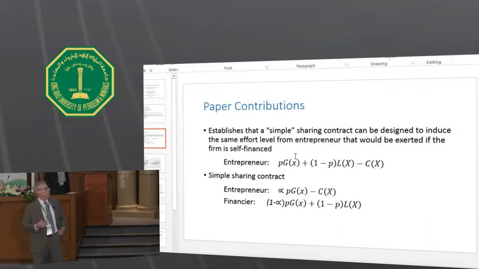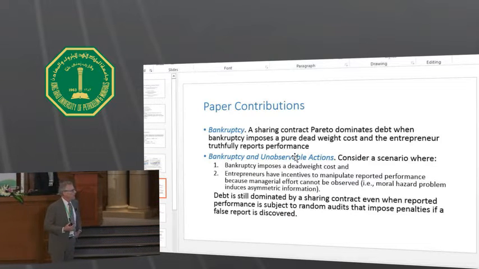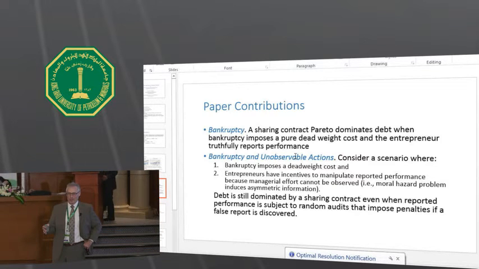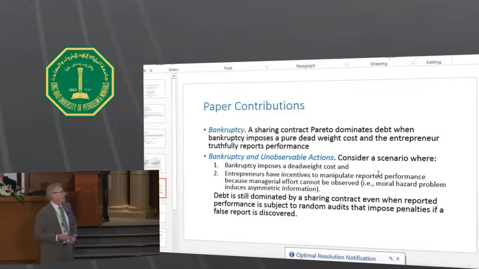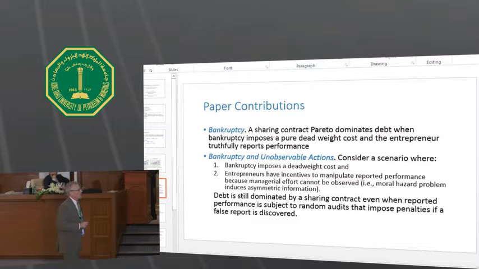So now, where does the paper go next? Basically, the paper introduces bankruptcy, as we talked about. I guess it's no surprise that if you impose a deadweight cost, it's going to be less efficient to use debt financing, right? And then the next one is to look at bankruptcy and unobservable actions.